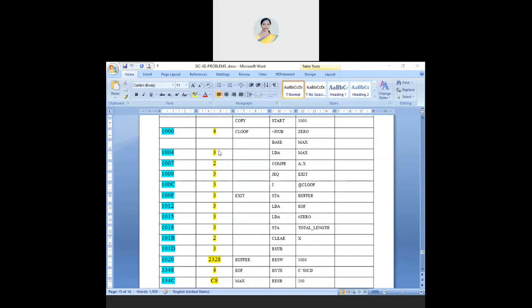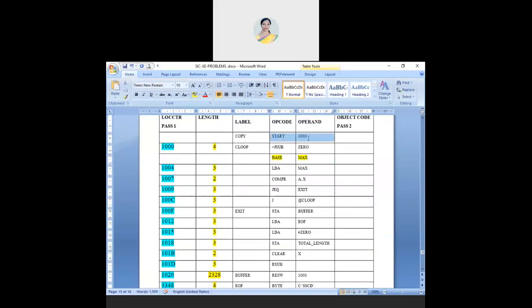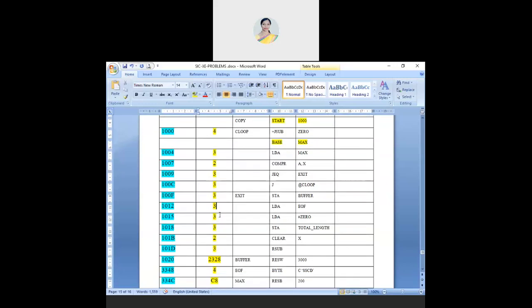Can you see the screen? Yes, ma'am. So I think the first one is 4 bytes, right? And you don't have a length or object code for any of the assembly directives, right? So do you have for this? No, because BASE is my assembly directive and START is my assembly directive, right? And LDA it is 3, and next COMPR A,X it is 2. Then next is a memory address, it is 3 bytes, and next again memory address 3 bytes, this is also 3 and this is 3, and this is again 3, memory address plus immediate, and this is again 3, this is 2 because it's a register.